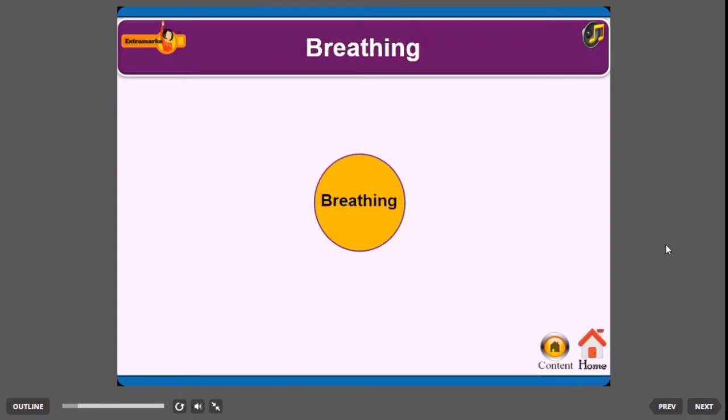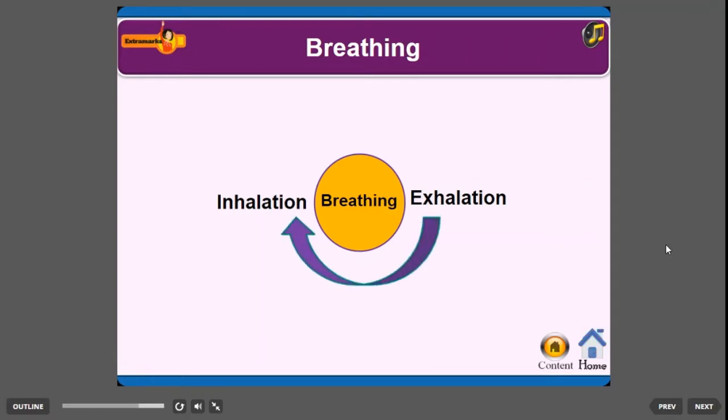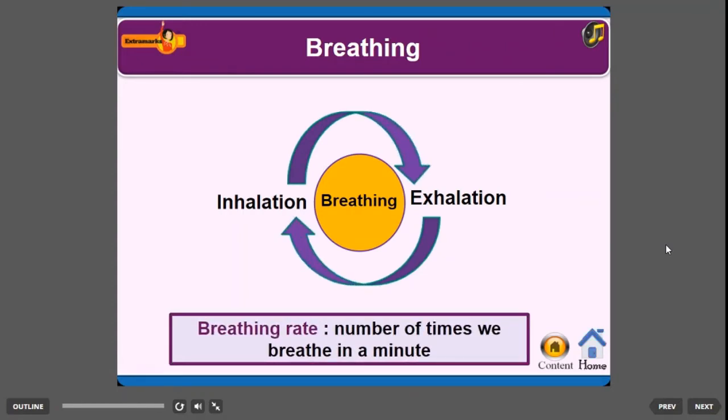Breathing is the process of intake of oxygen and release of carbon dioxide. It consists of inhalation, which is the process of taking in oxygen-rich air through the nostrils into the lungs, and exhalation, the process of giving out carbon dioxide-containing air through the nostrils. One breath comprises an inhalation and an exhalation. The process continues in all organisms throughout their lifespan. Breathing rate can be defined as the number of times we breathe in a minute.